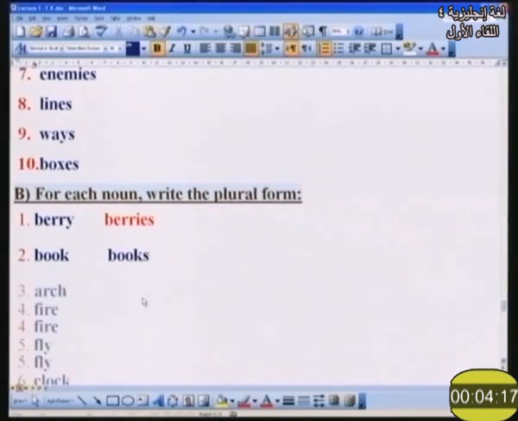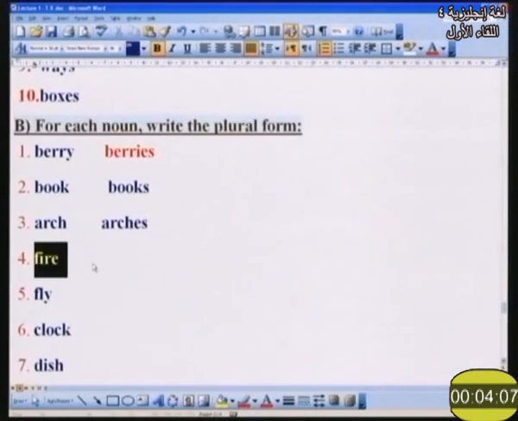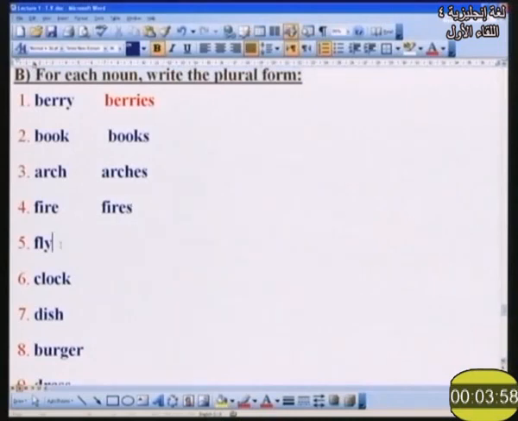Okay? Arch. Arch ends with a CH, then we add an ES. Arches. Okay. Fire. It's regular. We add an S. It ends with an E. We add an S. Fly. Ends with a Y. Before the Y there is a consonant. Then we change the Y into I and then add ES.